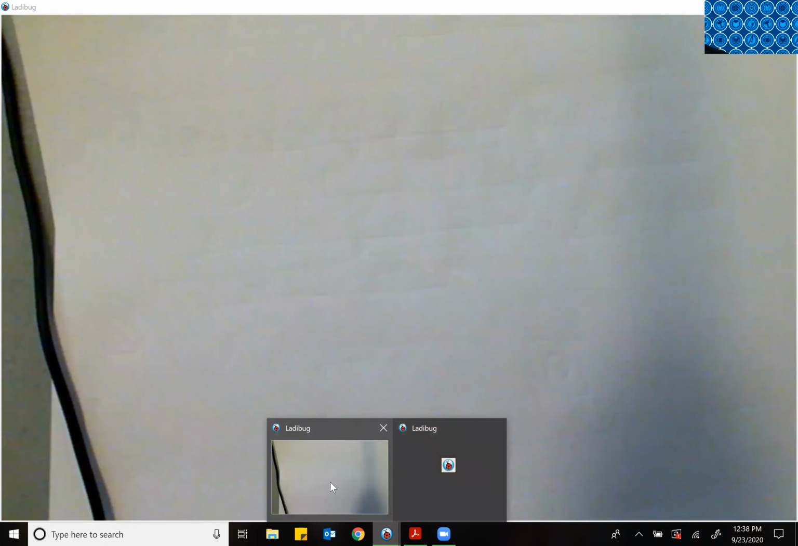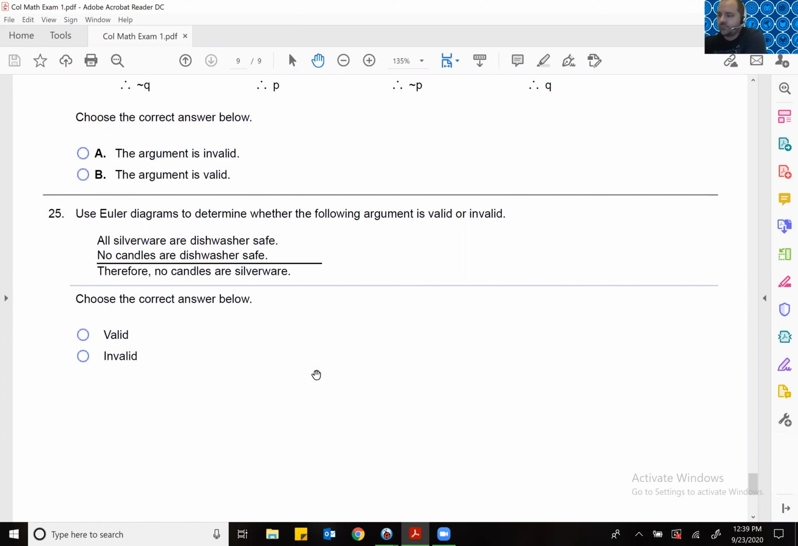Number 25 is coming from section 3.8. It is an Euler diagram. I call the guy Euler because that's what his name looks like, but it is pronounced Euler. So Euler says all silverware are dishwasher safe.